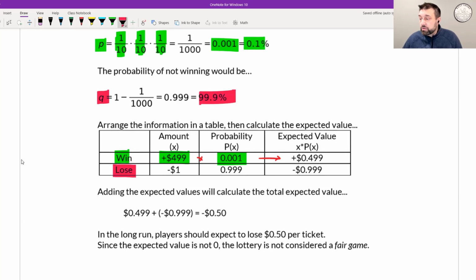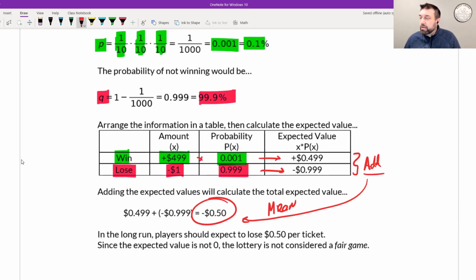So if you lose, the amount would be -$1, and the probability of that happening would be 0.999. And so the expected value of you losing is this number. And what you do is you add these together. Once you add them together, that will give you the mean. This is the average. And you can notice that this mean is -50 cents. So on average, over the long run, you are going to end up losing 50 cents every time you play.